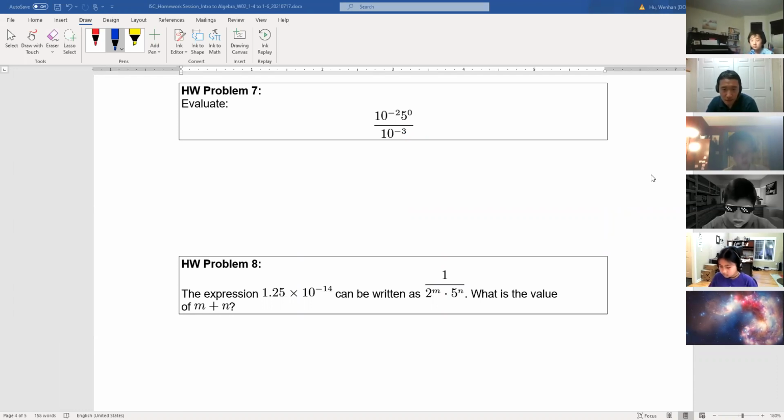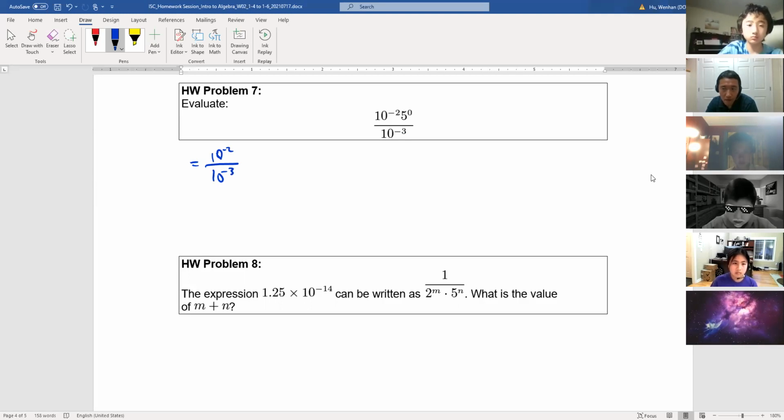So the first thing, actually I can see already. I think I made a mistake, but so we can simplify the numerator to 10 to the -2 over 10 to the -3. Okay. Oh, actually, I did do it right.